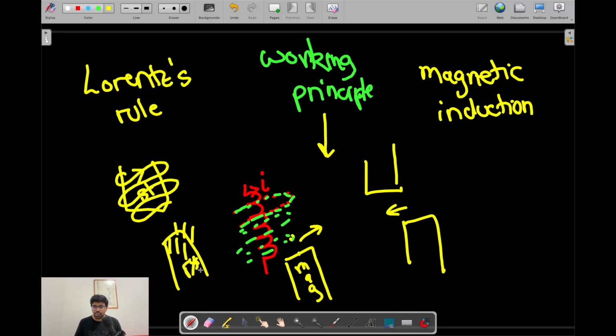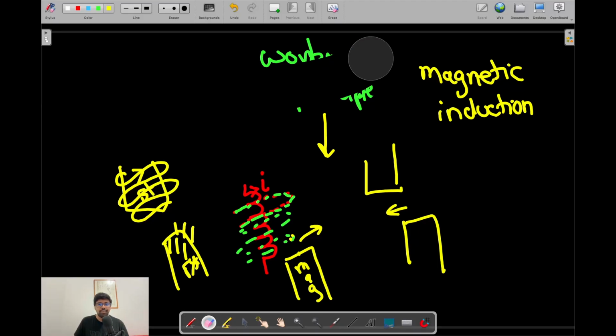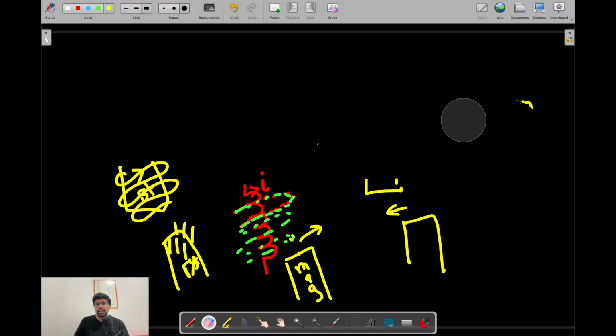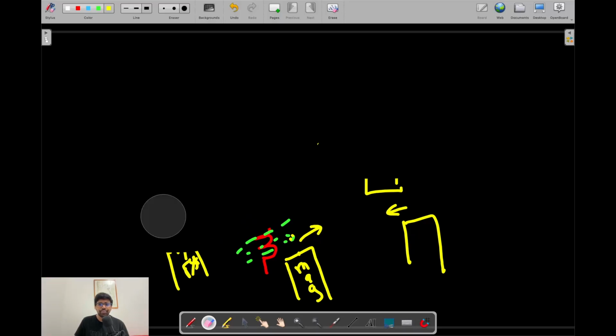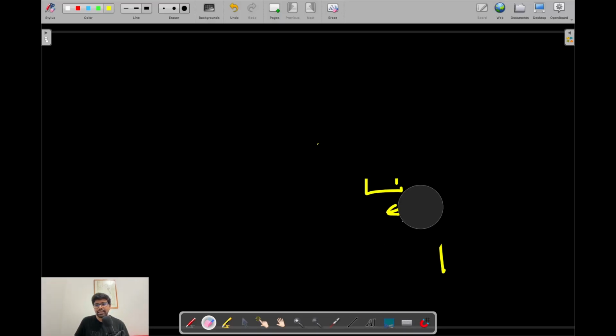Okay. So this is the working principle of a motor. And then we will be dissecting it further. Okay. So let's come back to the basic terms that you have in an electrical motor.